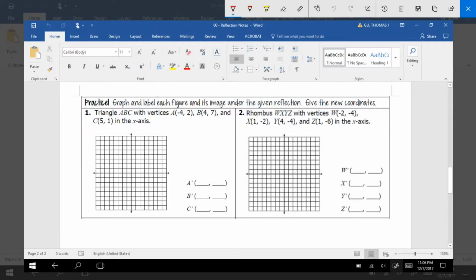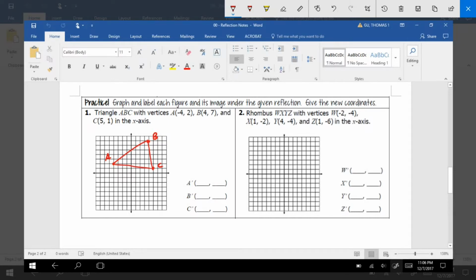So number 1, triangle ABC with vertices A at -4, 2. We're going to plot these points. -4, 2, that's over here. That's A. B at 4, 7: 1, 2, 3, 4, and 1, 2, 3, 4, 5, 6, 7 up here. And C at 5, 1. That's right here. So that's our original triangle. Take a look at that beautiful triangle.